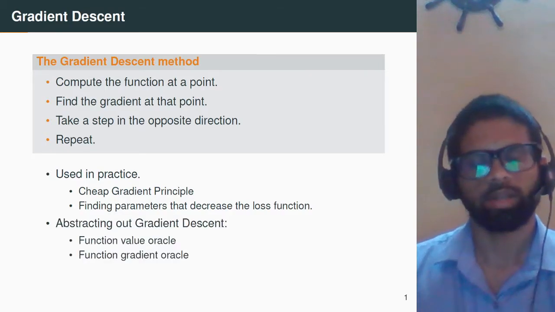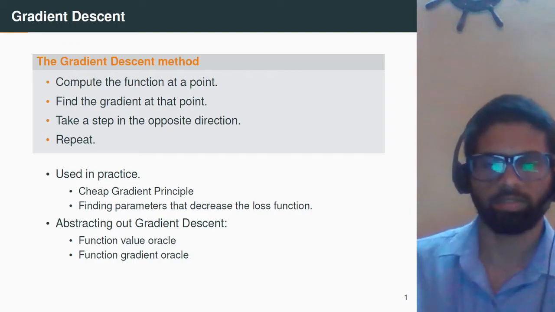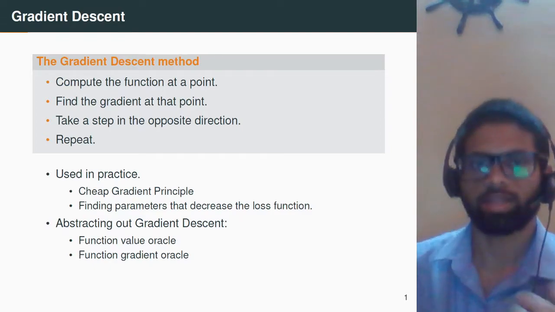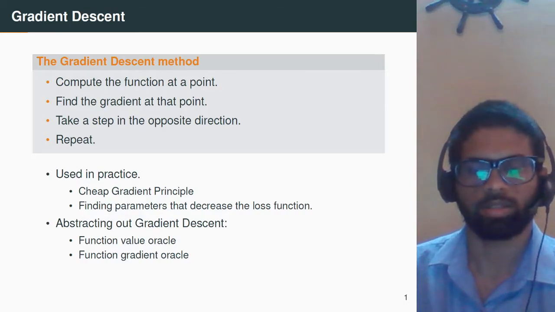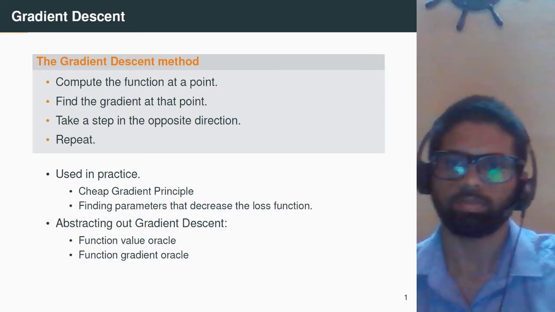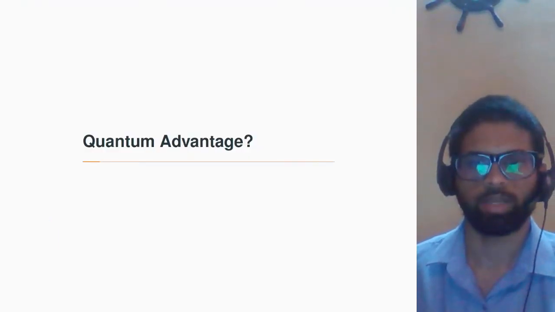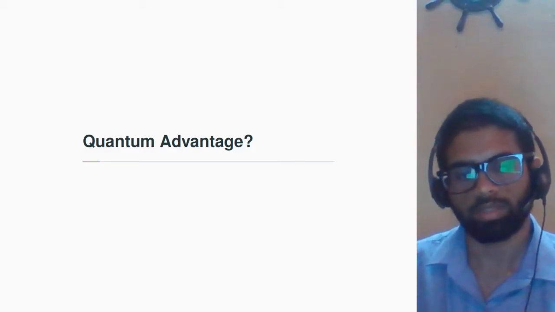When you try to abstract out the process of gradient descent, where you just have access to a function value oracle, you also need access to a function gradient oracle. Because at least for high dimensional functions, computing the gradient is not easy if you can compute the function value in a black box setting. The question we want to ask is, is there a quantum advantage to be had? And it turns out that it's not a ridiculous question.